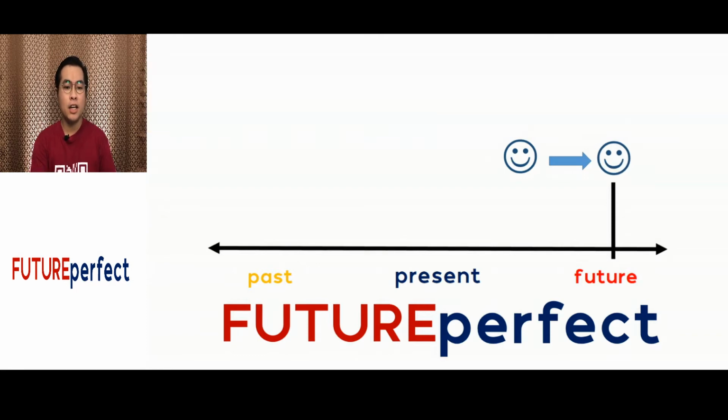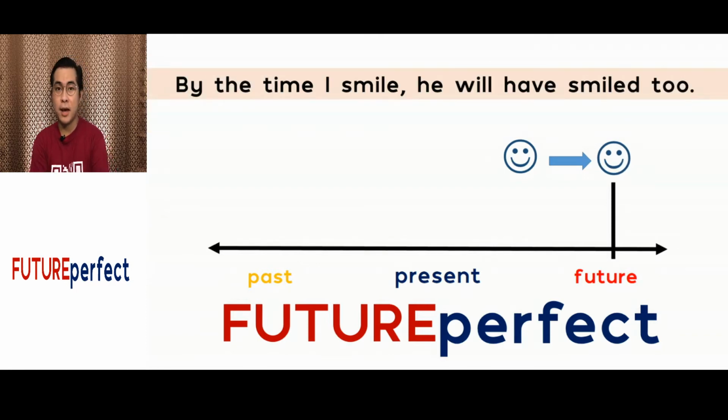As you can see here, we have the example: by the time I smile, he will have smiled too. Meaning, this is where "by the time I smile" happens, and then "he will have smiled too." This is the future perfect. It should happen first before that specific period of time in the future.